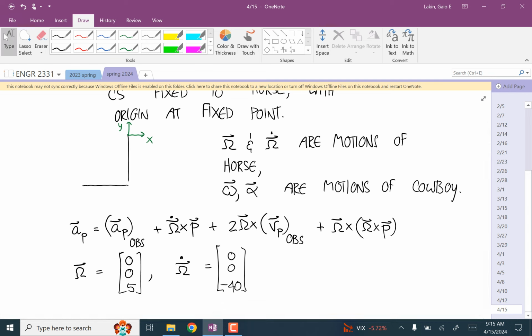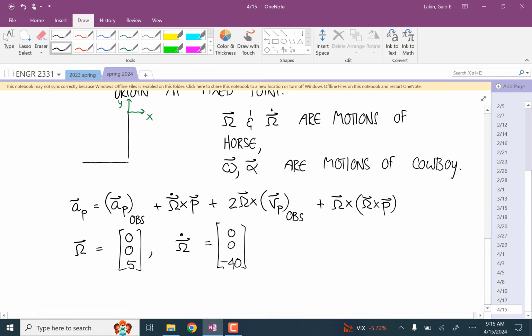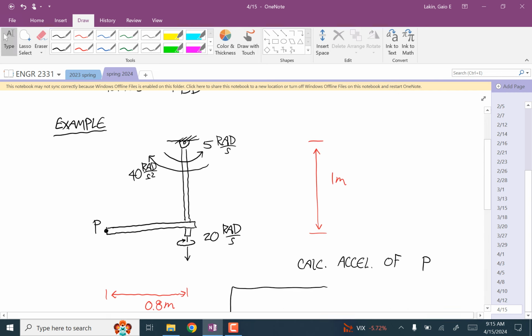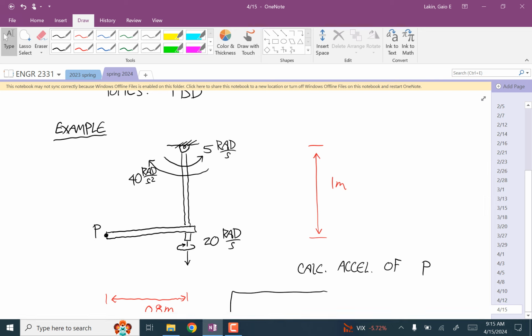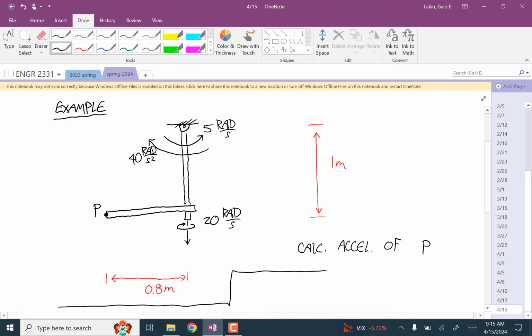And in this first set of things, let's also collect the position vector of that point P. Okay, so the coordinate system is up at the hinge. In that coordinate system, what's the position of P? -1 in the y direction, -0.8 in the x direction.